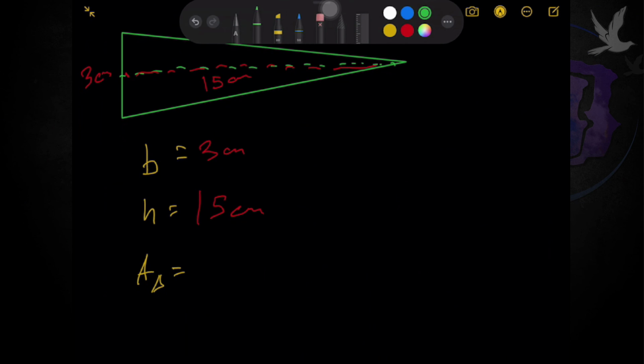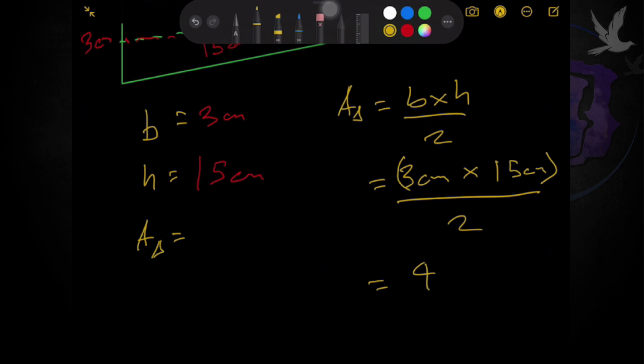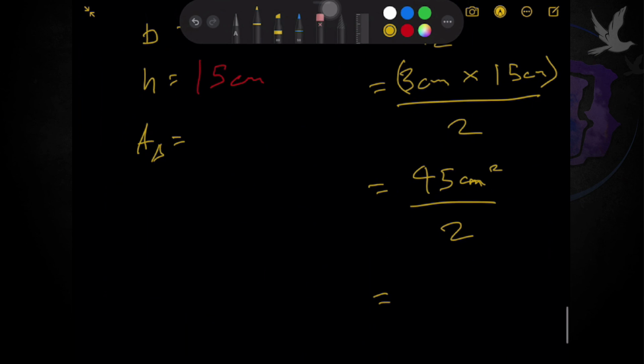Again, solving for the area of a triangle is equivalent to base times height over 2. Substituting the value of your base, which is 3 centimeters, multiplied to your height, which is 15 centimeters, the height of the triangle, divided by 2. 3 centimeters times 15 centimeters is equivalent to 45 centimeter squared. Again, I already explained why it becomes squared. And then we now divide by 2. What is 45 divided by 2?